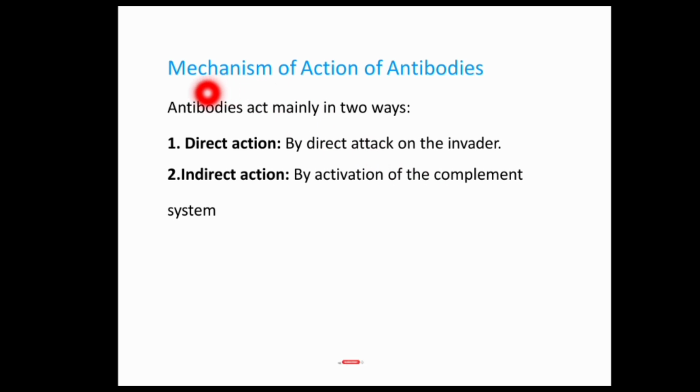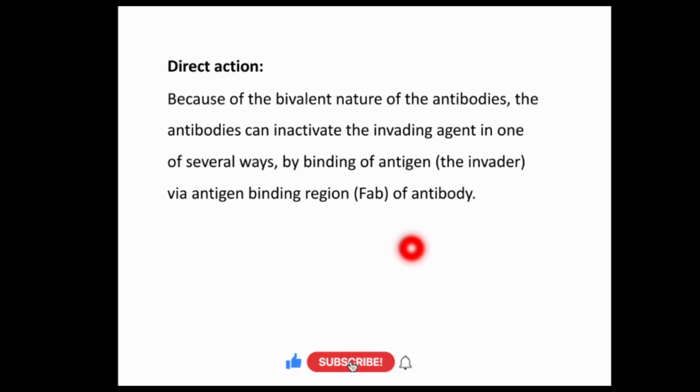Coming to the mechanism of action of antibodies. Antibodies act mainly in two ways: direct action and indirect action. Direct action is by directly attacking the antigen. Indirect action means activation of the complement system. In direct action, the bivalent nature of the antibodies can inactivate the antigenic agent in one of several ways, by binding the antigen via the antigen binding region of the antibody.